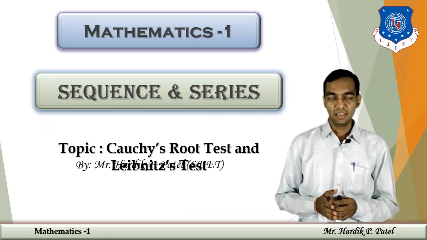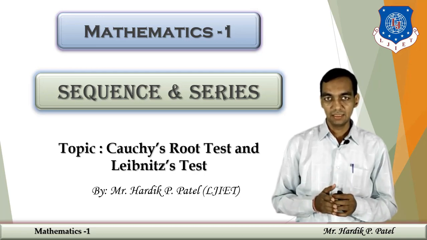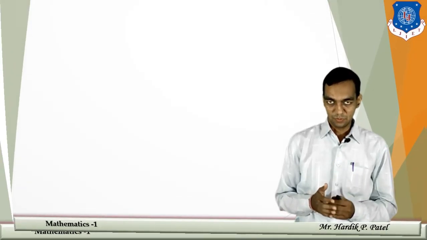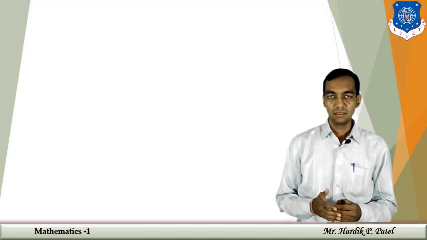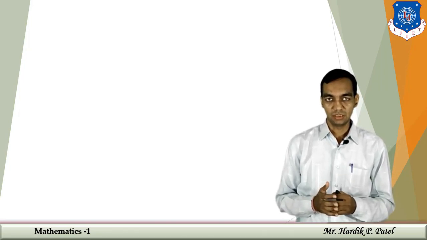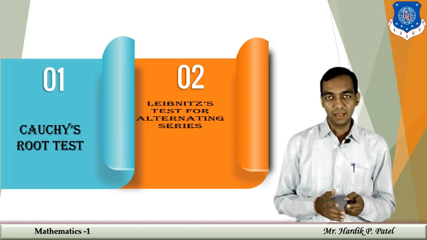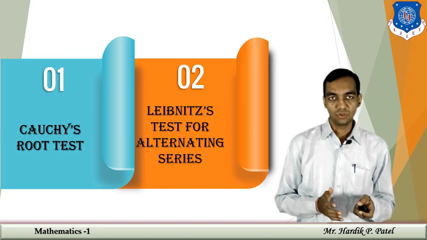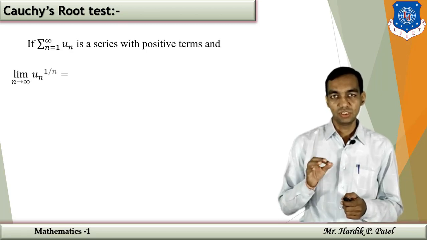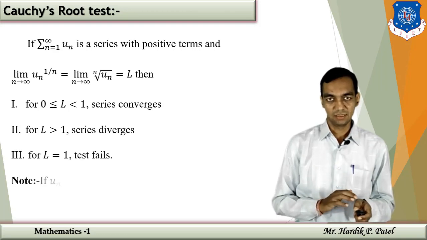Till last lecture we have seen the basic concepts of infinite series. Some of the topics we have completed are the partial sum, integral test, P series, comparison test and ratio test. Today we are going to start with the root test and Leibnitz test. These are the two topics we are going to discuss today. The first one is Cauchy's root test and the second one is the Leibnitz test for alternating series.